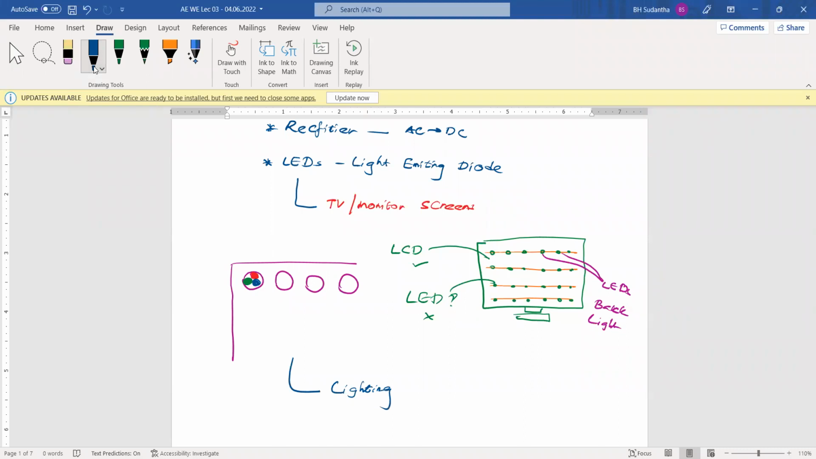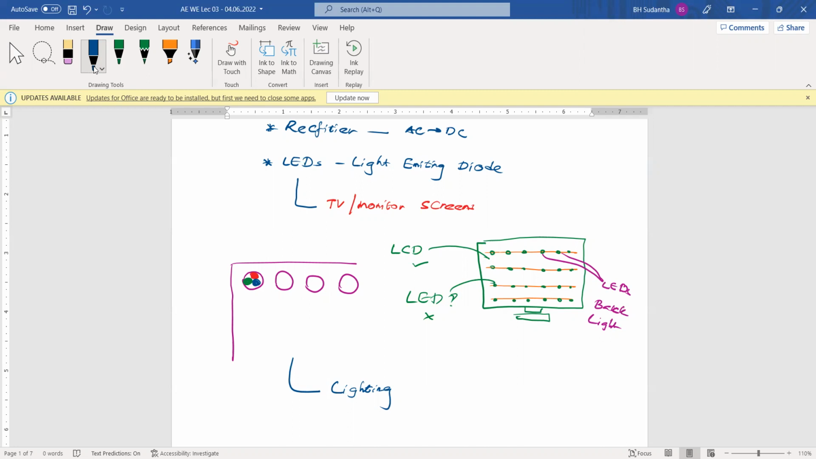Okay. Then the high voltage LEDs are there. Earlier we had small LEDs, but they don't have much power, only limited illumination. But now we have high power LEDs. With these high power LEDs, we can do lighting also. So you can see the color lights and street lights, and at your home front also, you may have used many LED bulbs.